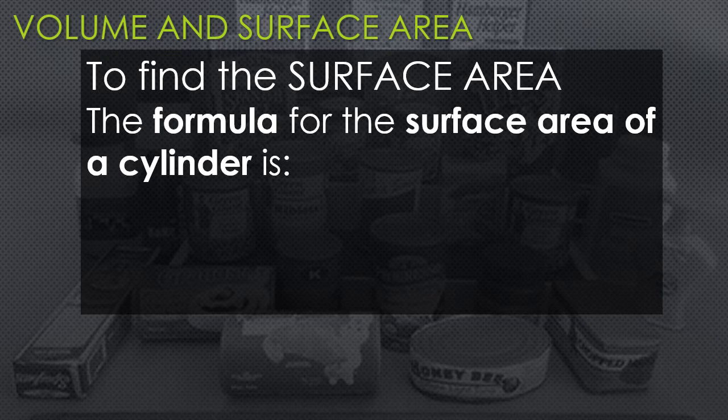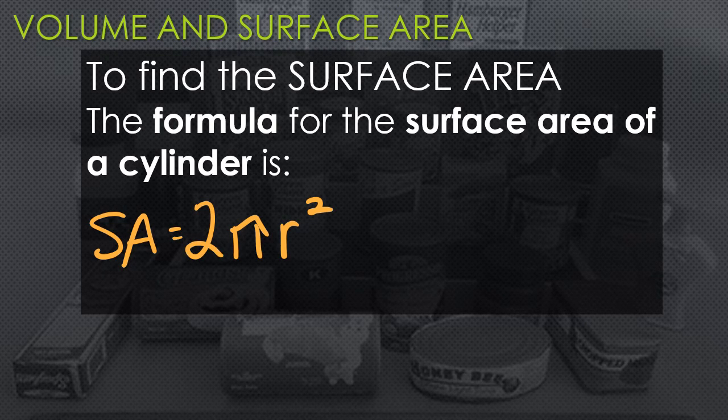So to find surface area, you'll be given this formula for cylinders. It's a little bit complicated, so let's take it piece by piece. First step is we have 2 circles we're going to deal with. The area of one circle is pi r squared, and since we have 2 of them, we're going to multiply all that by 2. And then we're going to add that to the rectangle.